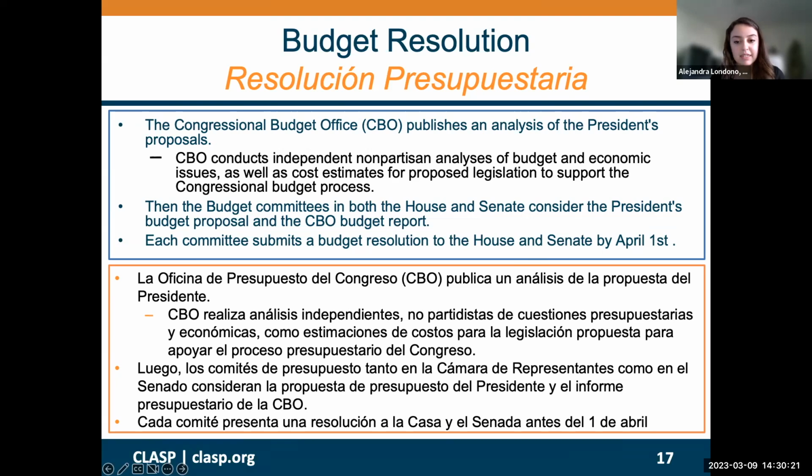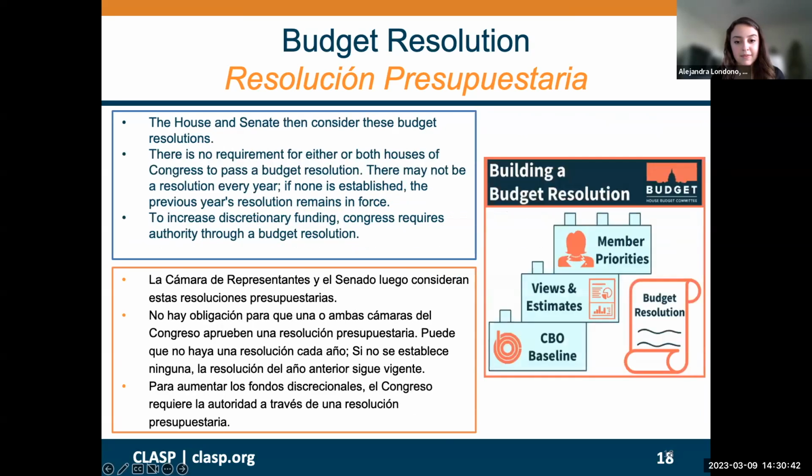Then the budget committees in both the House and the Senate consider the president's budget proposal and the budget report to their respective budget resolutions. Each committee submits a budget resolution to the House and the Senate by April 1st. Now, the House and the Senate then consider these budget resolutions.